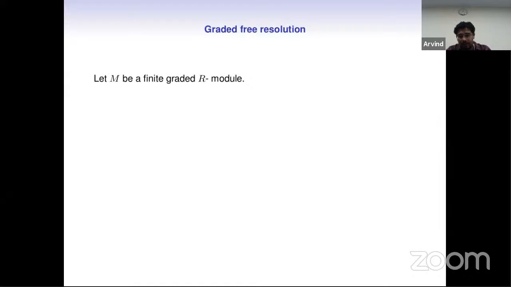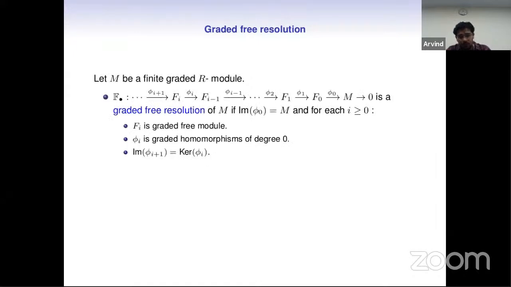So given a finite graded R-module M, we can define a graded free resolution of M in the following way. Consider this complex. This complex is called a graded free resolution if the image of phi naught is M, and for each i bigger than 0, F_i is a graded free module, phi_i is a graded homomorphism of degree 0, and the image of phi_{i+1} is the kernel of phi_i for each i.